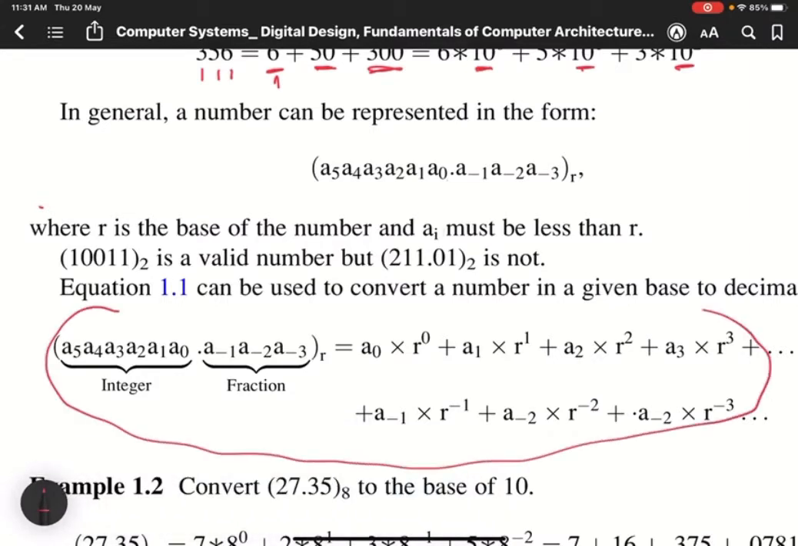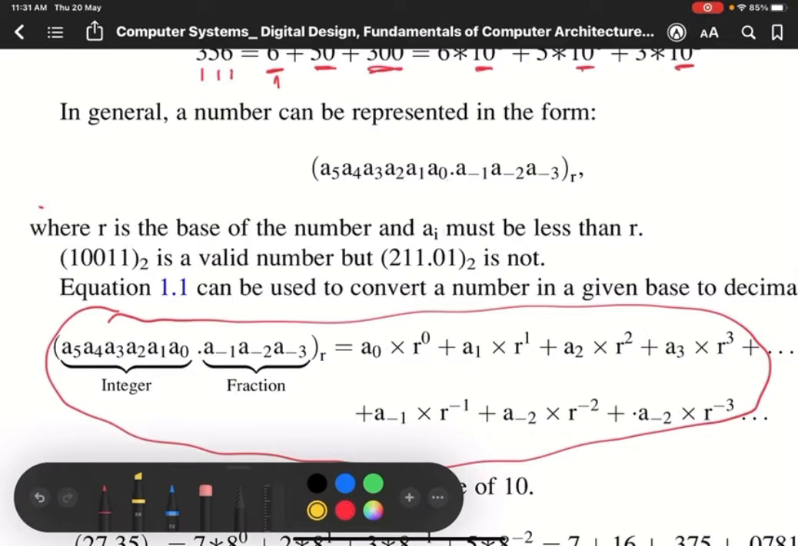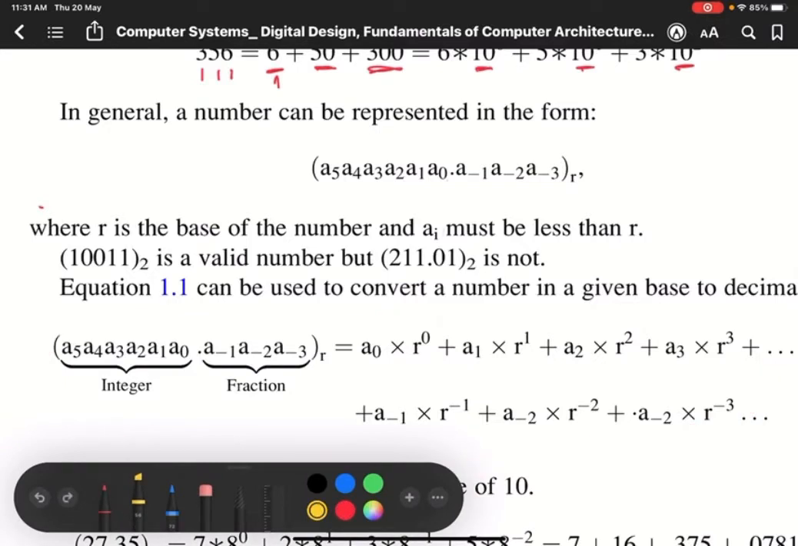We will use this following formula to convert any number system to another number system.